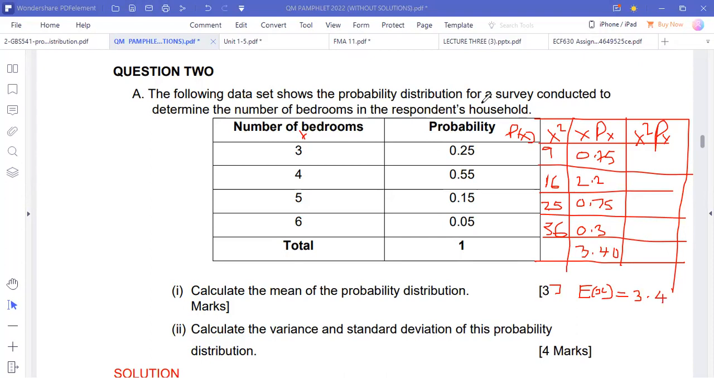How do you find the variance, Sharon and Tim? Summation x squared p(x) minus mean. Okay, so how do we get the last column first of all? This column here. X squared times p(x) for each column, and the first one it will be 9 times 0.25. Which is what?